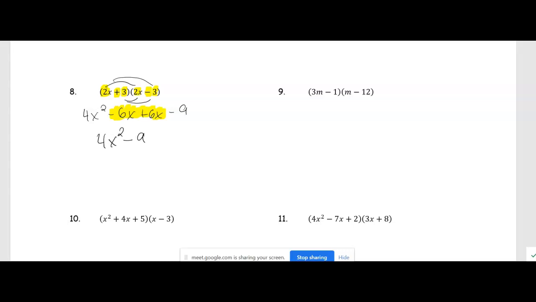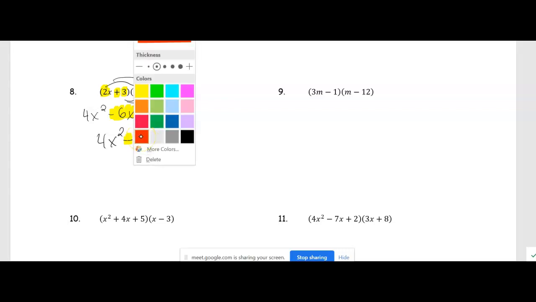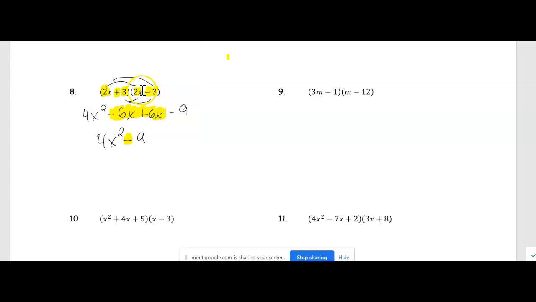So this, again, what we would call a difference, because we're subtracting, of 2 perfect squares. 9 is a perfect square, and then 4x squared is a perfect square. All right. You'll hear that a lot moving forward.